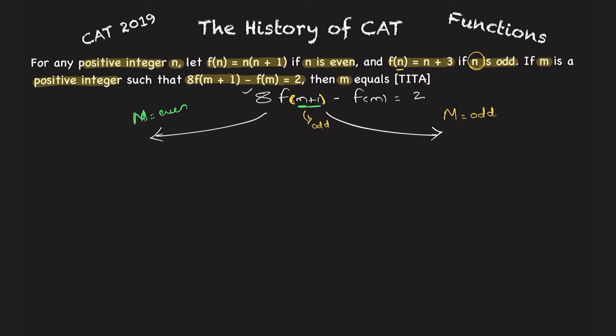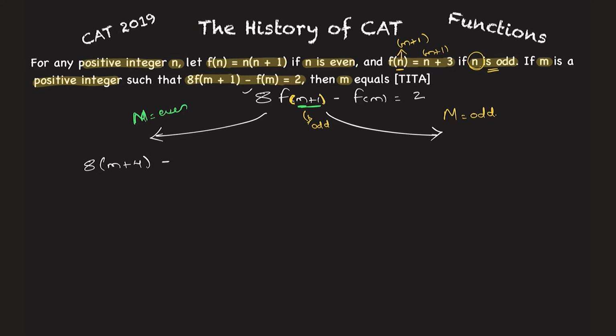And instead of n, what do I have here? m plus 1. I'll use this function because the value inside the function is odd, but instead of n, I'll write m plus 1. So m plus 1 plus 3, that becomes m plus 4. So this becomes 8 into f of m plus 1, which is nothing but m plus 4. That's what I get here.